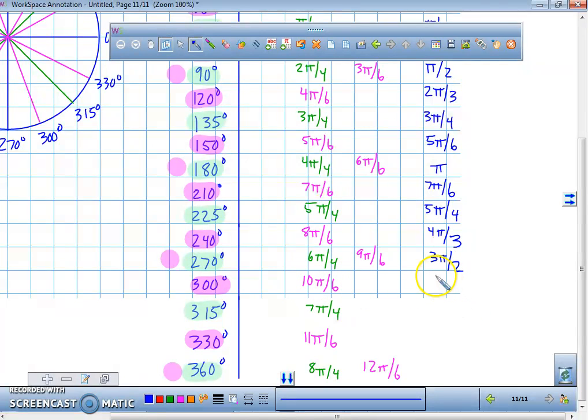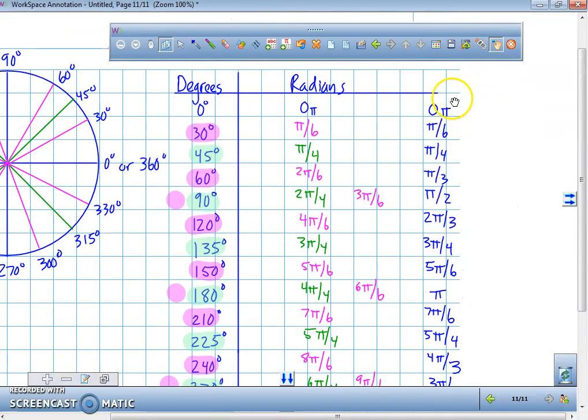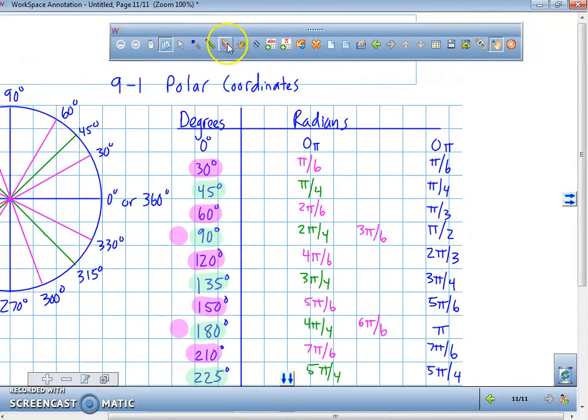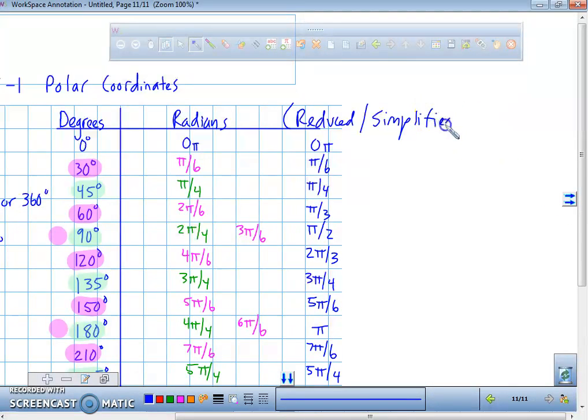This one reduces to 5 pi over 3. This stays the same. This stays the same. And last but not least, you finish at 2 pi. So what I need you guys to understand, all of these right here, I'm going to write the word, all of these have been reduced, also known as simplified. These are all simplified.